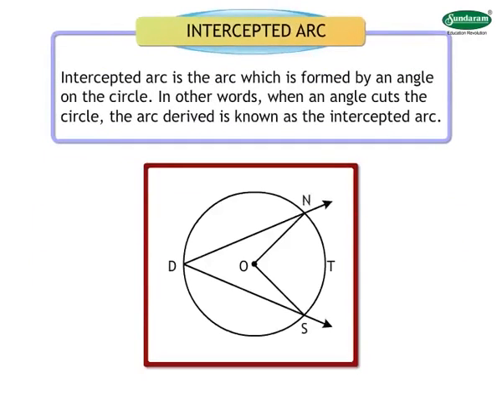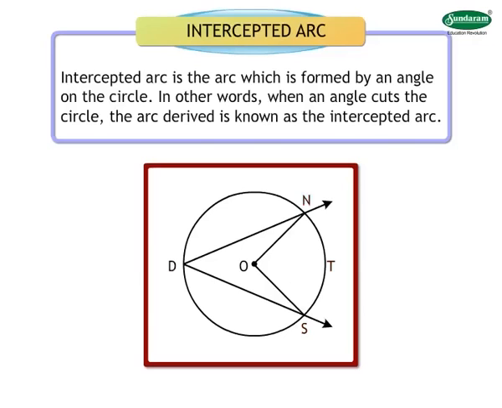In this figure, as point N of the arc NTS lies on side ON of angle NOS, and the point S of arc NTS lies on side OS of angle NOS, we can say that angle NOS intercepts arc NTS. Similarly, as point N of the arc NTS lies on side ND of angle NDS, and the point S of arc NTS lies on side DS of angle NDS, we can say that angle NDS intercepts arc NTS.